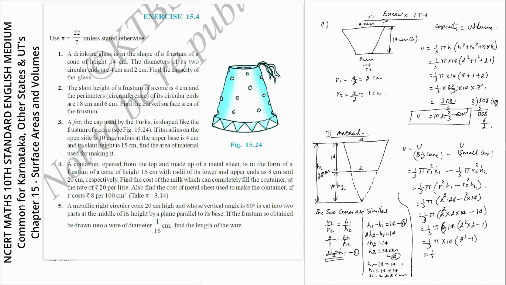So this is equal to 1 by 3 into pi into 14. 2 cube is 8, 2 into 2 into 2. So 8 minus 1. Now I'll substitute the value of pi. So 1 by 3 into 22 by 7 into 14. 8 minus 1 is 7. So this and this will get cancelled.